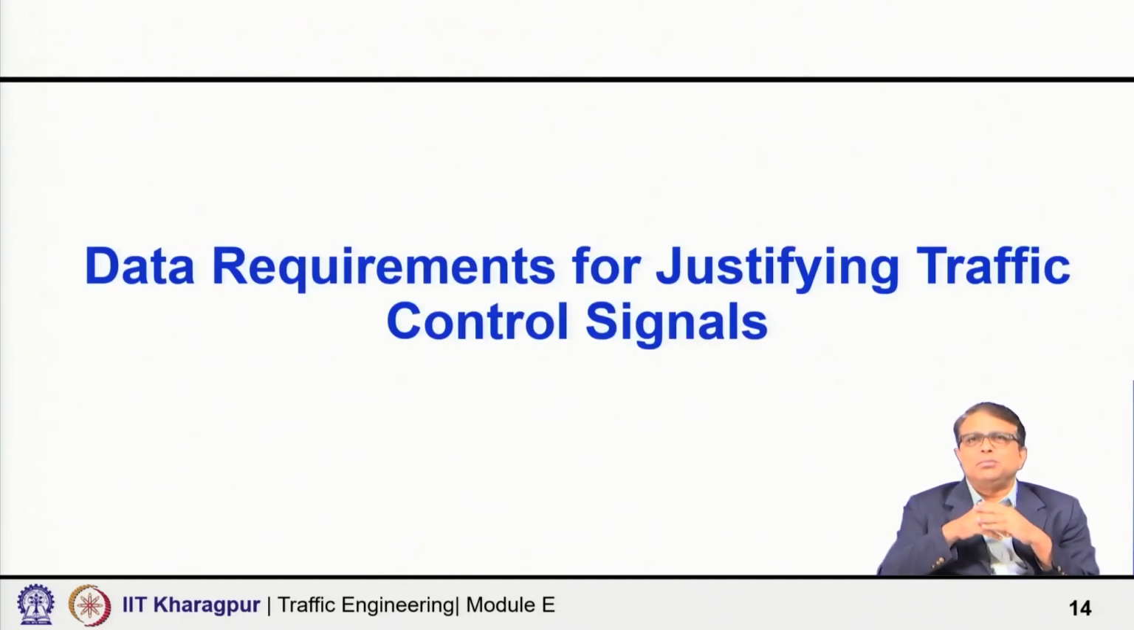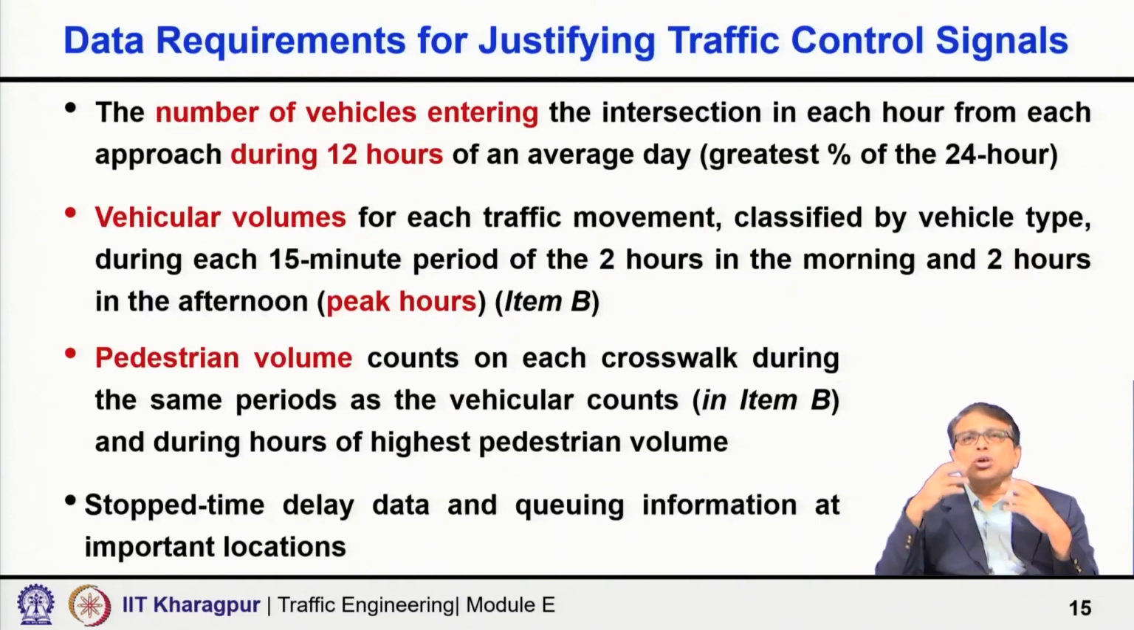Now, quickly before I close, I would like to discuss a little bit about the data requirement for justifying traffic control signals. We need a lot of data to check whether traffic signal installation is really necessary. So, one is typically the 12-hour volume. 12-hour means out of 24 hours, the greatest percentage of 24 hours.